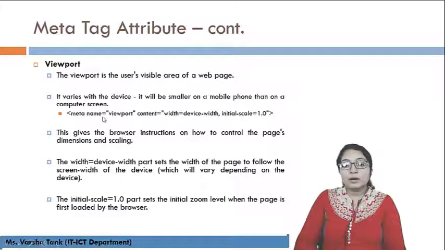So meta name viewport, content width is equal to device width, and initial scale is equal to 1.0. This gives the browser instructions on how to control the web page dimensions and the scaling. The width is equal to device width part sets the width of the page to follow the screen width of the device, which will vary depending on the device. And the initial scale is equal to 1.0 part sets the initial zoom level when the page is first loaded by the browser.